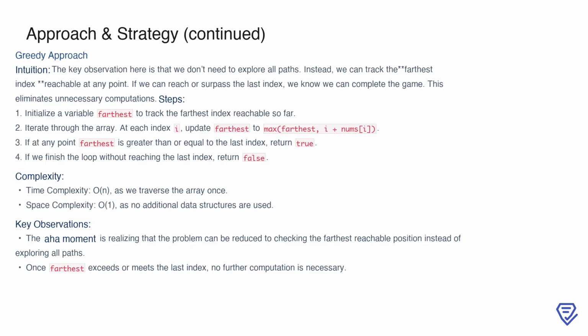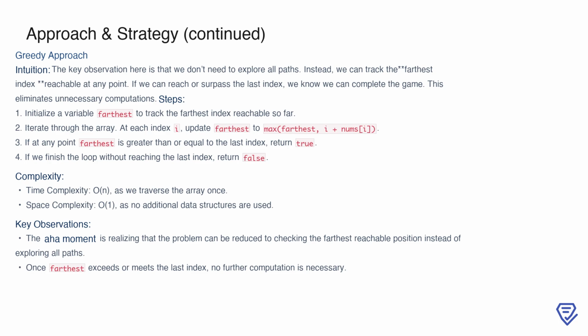If at any point farthest is greater than or equal to the last index, we can immediately return true, as this confirms the game is winnable. If we finish iterating without reaching the last index, we return false. This approach runs in linear time, O(n), and requires constant space, O(1), making it highly efficient.